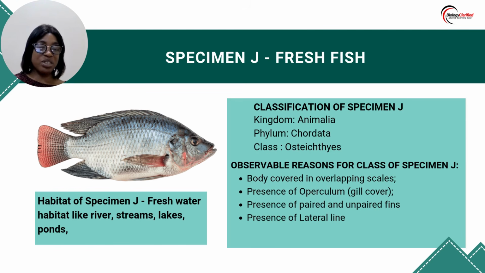So observable reason for classifying specimen J into that class: the body is covered in overlapping scales, presence of operculum, that's the gill cover, presence of paired and unpaired fins. The pectoral and the pelvic fins are paired, while the others are unpaired. They have the presence of lateral line. It is important to note that you shouldn't be pushed to write gills. You have to lift the operculum up before you can see gills.